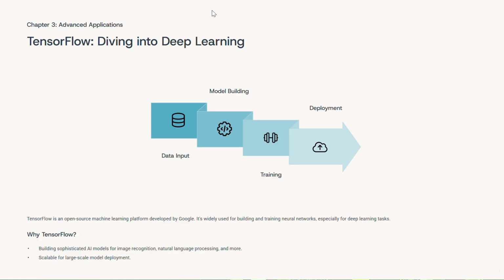TensorFlow. TensorFlow is an open source machine learning platform developed by Google. TensorFlow is widely used for building and training neural networks, especially for deep learning tasks. Why TensorFlow? Building sophisticated AI models for image recognition and NLP, natural language processing, scalable for large-scale model deployment.